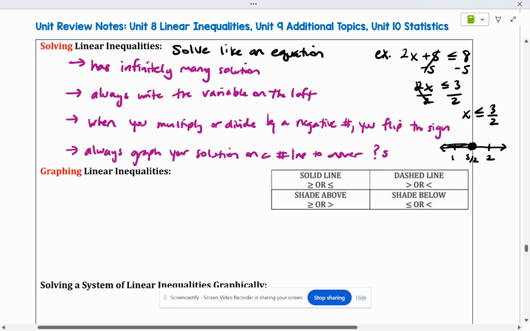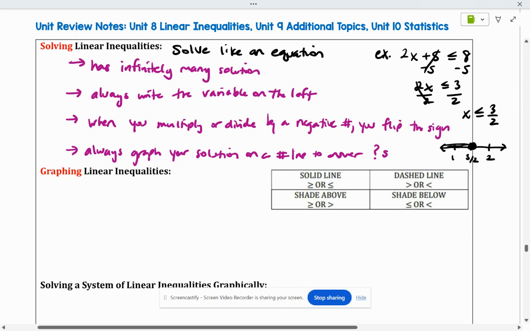So if we had to answer a question that was like, what's the largest integer value that satisfies this equation? An integer is a positive or negative whole number, so we would say 1. Do you see why graphing your solutions on a number line is going to help you answer questions about the problem in the future? If you just write the inequality, it's kind of difficult to figure out what it's asking you, right? All right. That's for solving linear inequalities.